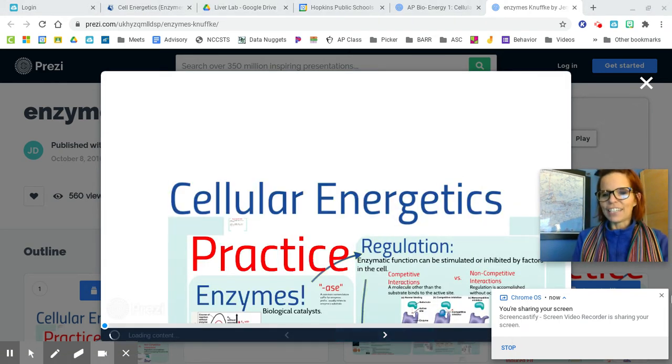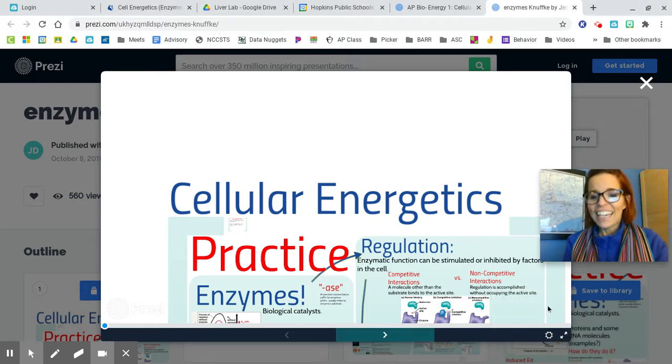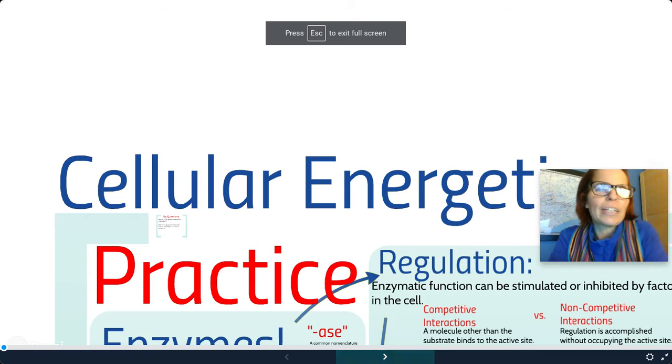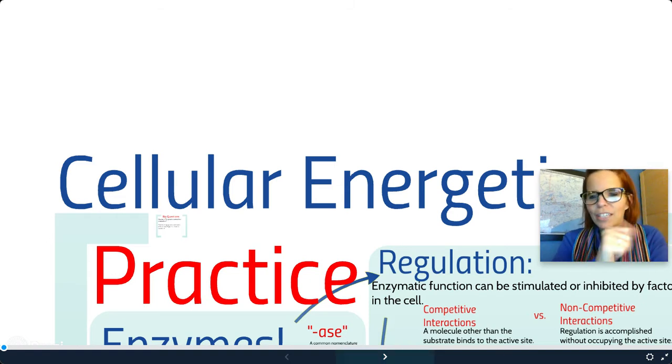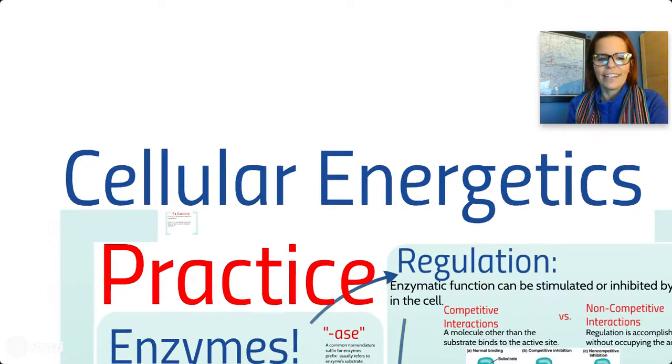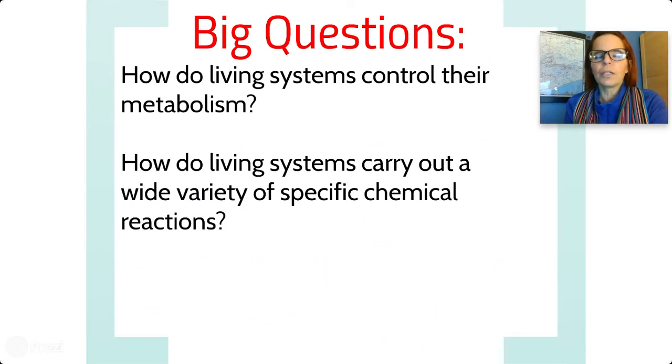We are going to go ahead and talk about enzymes today. This is in our unit 3 that's called Cellular Energetics, which includes enzymes, cell respiration, and photosynthesis. Today we're going to talk about enzymes, and this is mostly found in chapter 6. All right, so big questions that we're going to be looking for.